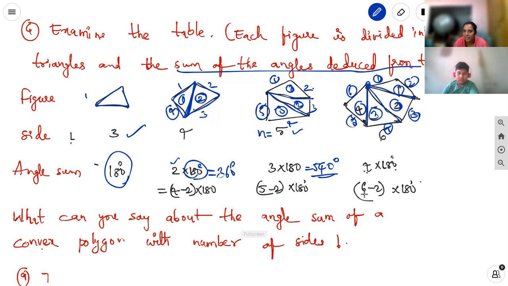How are we getting 4? Number of sides n equals 6. 6 minus 2 equals 4. 4 into 180. From this we can derive the formula. If any polygon has n sides, then (n minus 2) into 180 degrees is equal to the sum of the angles in the polygon. That is the angle sum property: the sum of the angles of a polygon is equal to (number of sides minus 2) into 180 degrees. Okay, that is the thing.